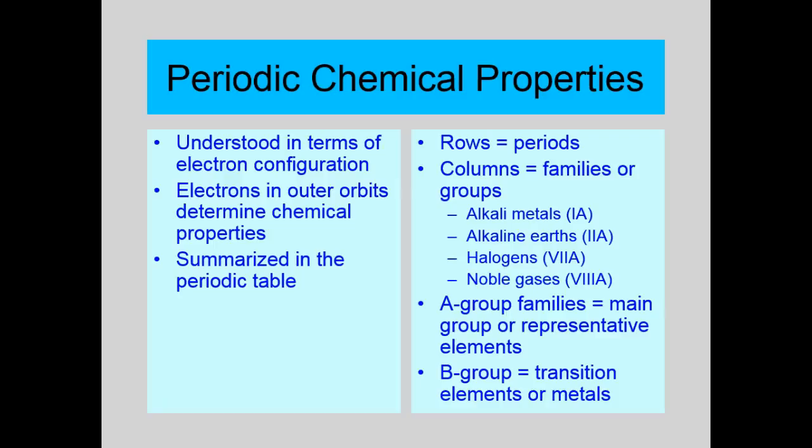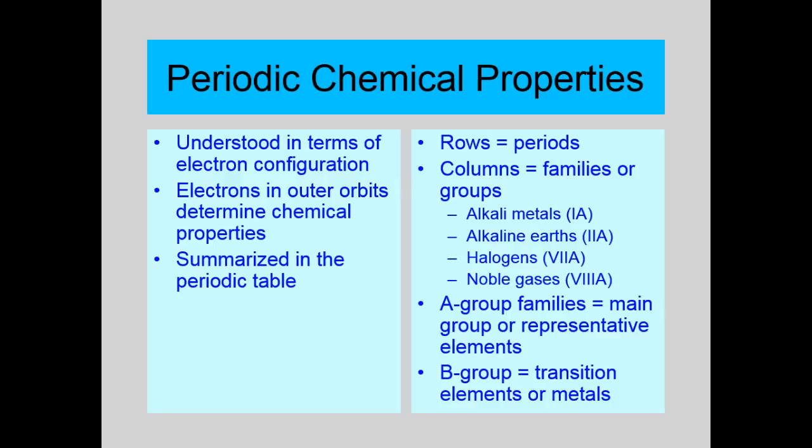So let's look at how those chemical properties are related to the quantum numbers. Understood in terms of electron configurations, the electrons in the outer orbits determine the chemical properties. These are summarized in the periodic table, and it's really remarkable. The guy who put this together was a Russian named Mendeleev, and he did it based on the chemical properties, not knowing beans about electron structure. Later, when the quantum mechanics people figured out quantum structure, it fit his table almost perfectly.